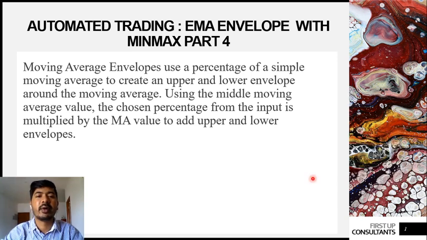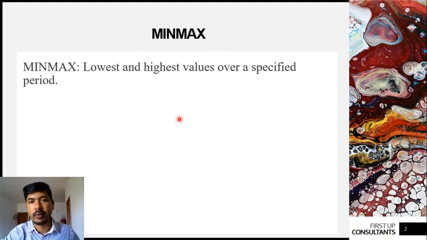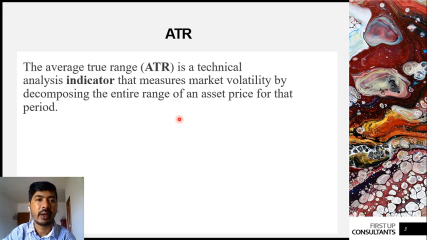Hello everyone, a very good morning, good afternoon, and good evening to all. Myself Vaibhav. In today's session of automated trading, we are continuing to work with the EMA envelope with min-max and ATR. This is the fourth part of the ongoing series, and the EMA envelope is pretty simple. The min-max is the lowest and the highest value over a specified period of time, and ATR is used to measure the volatility of the underlying instrument.